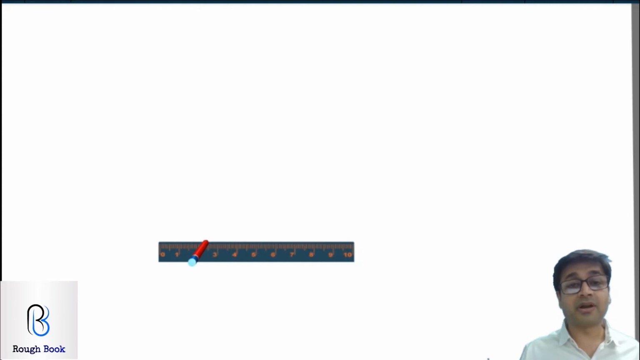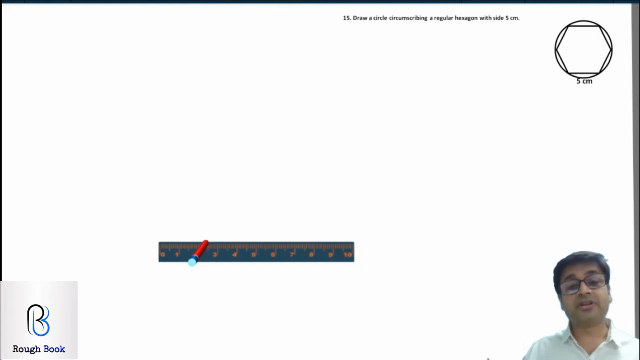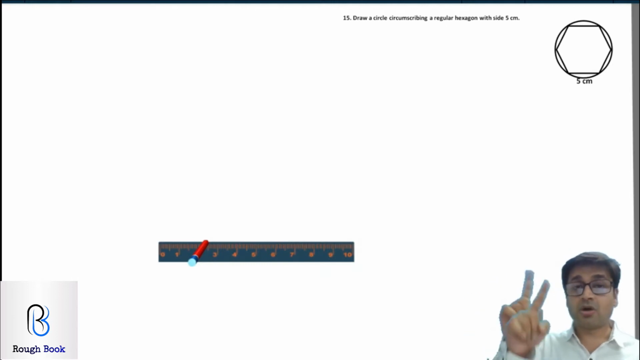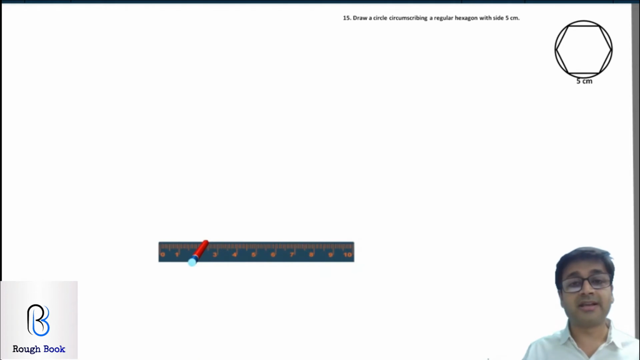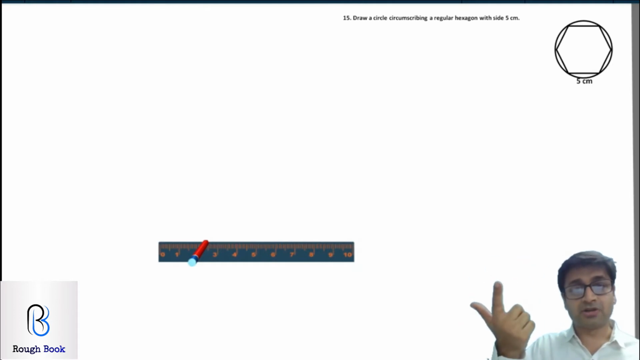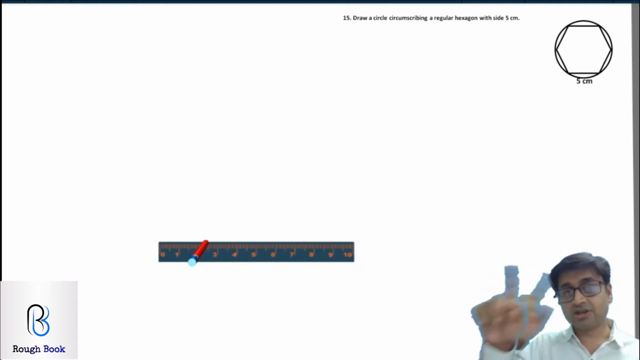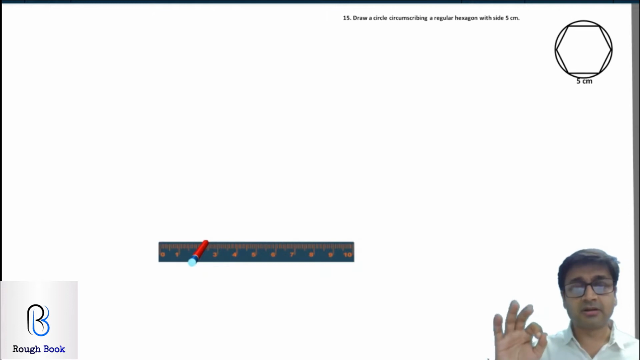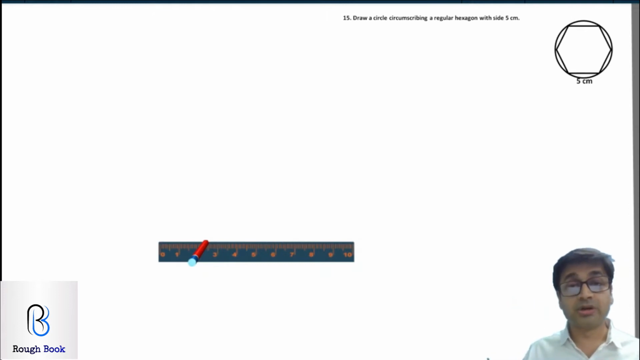I want everyone to try sum number 15. They say construct a hexagon of side 5 centimeter and draw a circumcircle to it. So first draw your hexagon. Now to draw a hexagon, there are four methods. Method 1 is called circle method. You draw a circle of that much radius, cut arcs and then join all the arcs. Easiest method, not accepted in the board. So don't even try. If someone teaches you, just say sorry and move away. Otherwise you will get a 0 in the boards for sure.